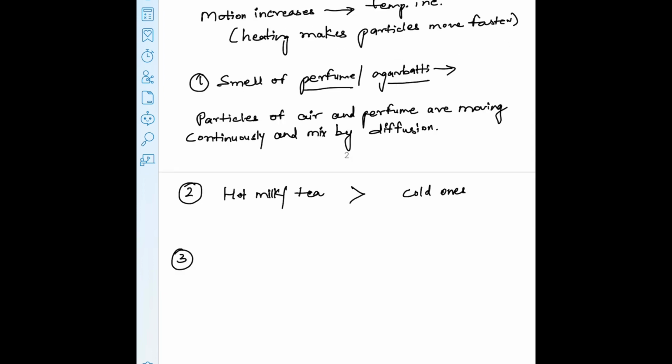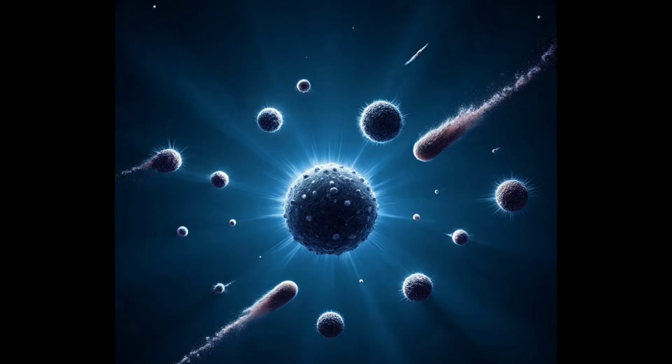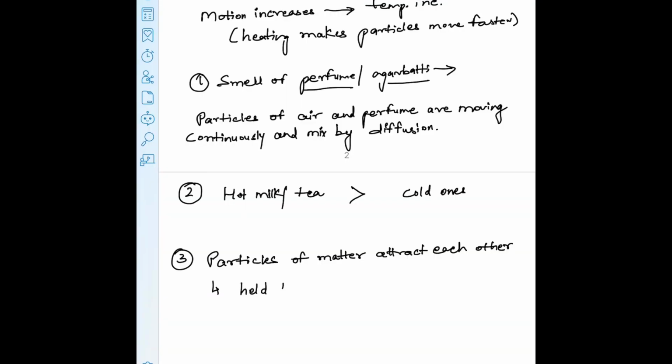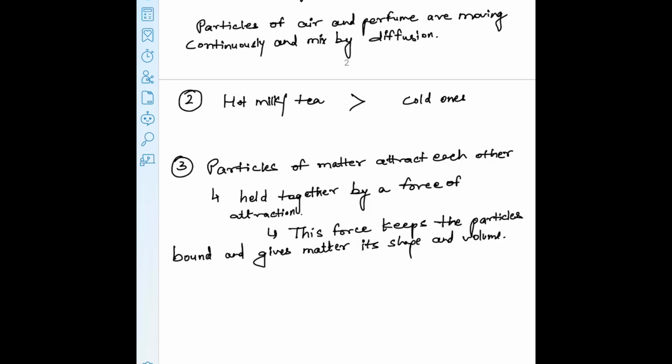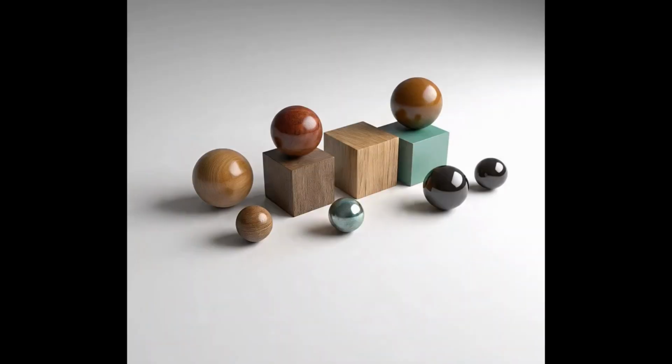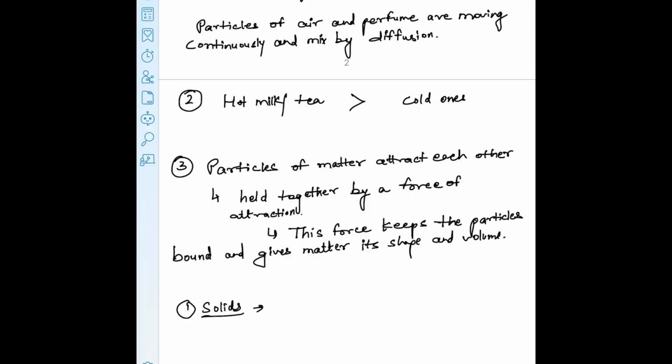Third characteristic of matter is particles of matter attract each other. They are held together by a force of attraction. So this force keeps the particles bound and gives matter its shape and volume. This strength of attraction differs in solids, liquids and gases. Okay? In solids, the particles are very close together with a strong force of attraction. That's why solids have a fixed shape and volume.